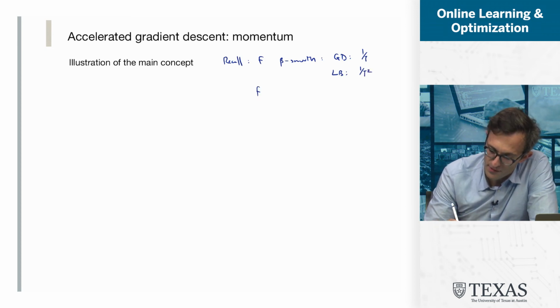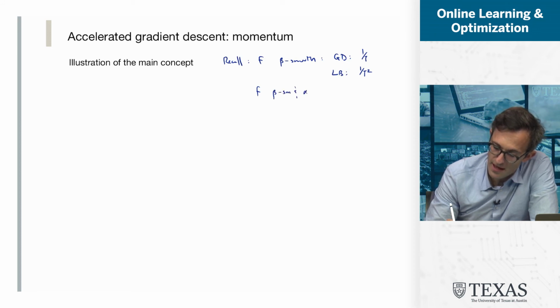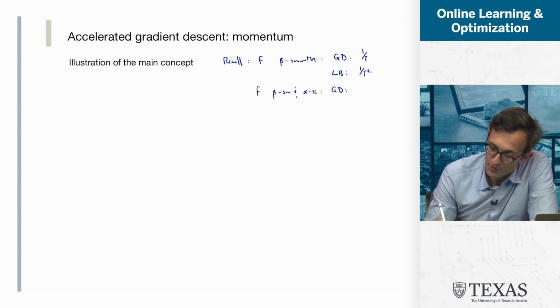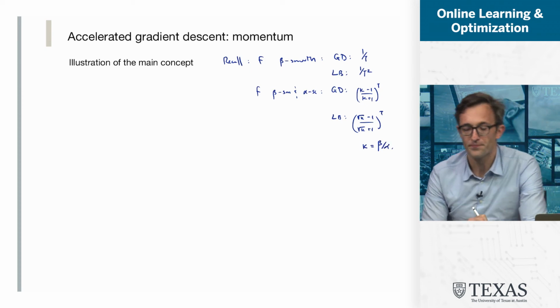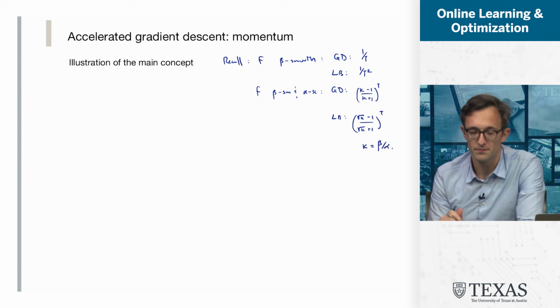And if f was, in addition, beta smooth and alpha strongly convex, then gradient descent was able to give us kappa minus 1 over kappa plus 1 raised to the t, but the lower bound was improved again, square root of kappa minus 1 over square root of kappa plus 1 raised to the t, where again kappa is equal to beta divided by alpha. So we want to see if we can do better.